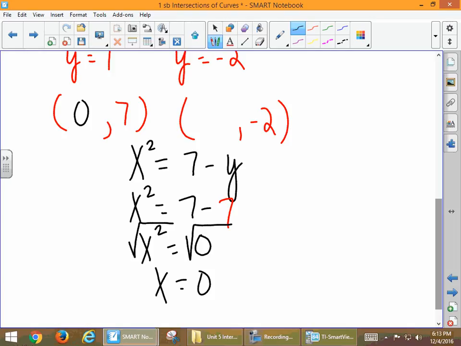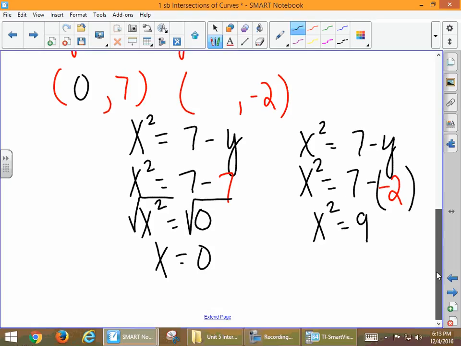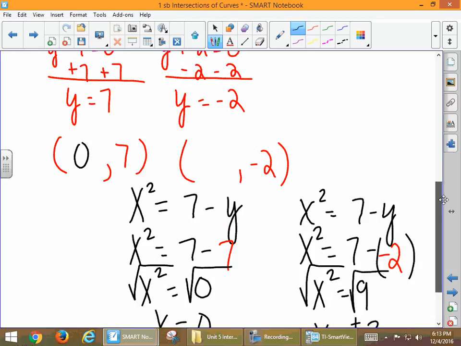Over here with our -2, going back into the same equation, x squared equals 7 minus y, we're going to put that value of -2 back into our equation. So this is x squared equals 7 minus -2. So x squared equals 9. And when we take the square root of both sides, don't forget, the square root of 9 is not only 3, it's also -3. So it's +3 and -3.